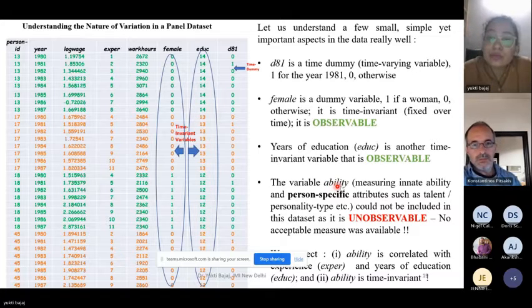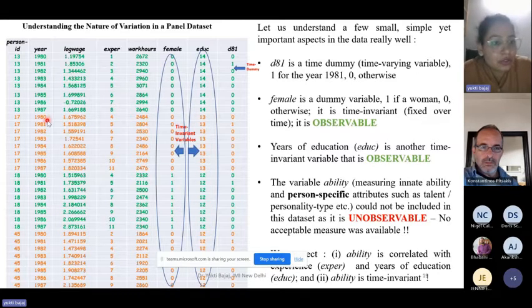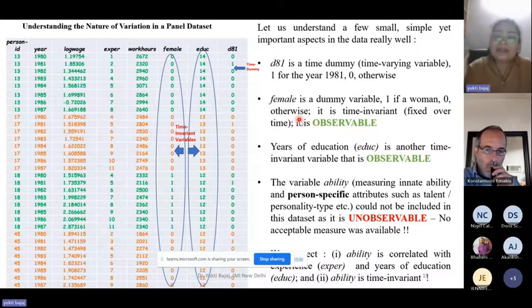Then we assume it to be time invariant. So that means the ability doesn't vary with time. Even after 87, 88, if you take the ability, we assume it remains the same for that person, right? Another thing that is very important to note is that this variable that you omitted because it was not observable, there is a chance that it can also be correlated with some other observable variable.